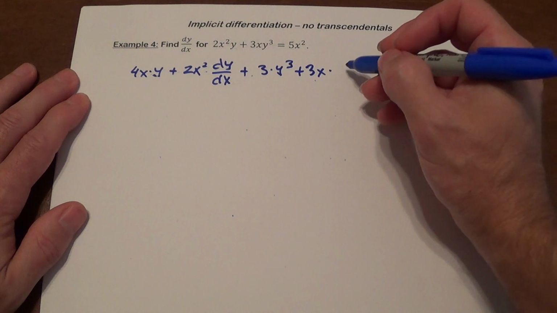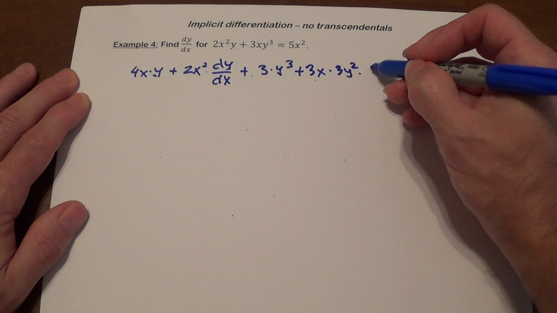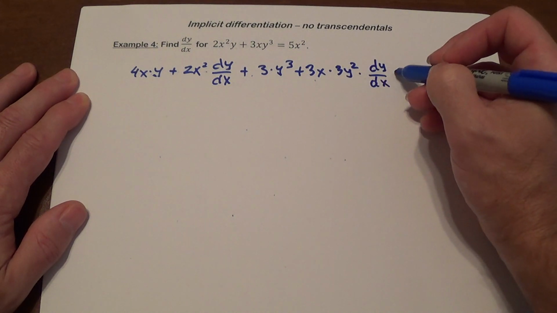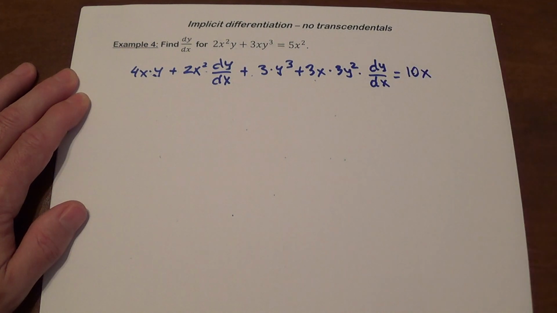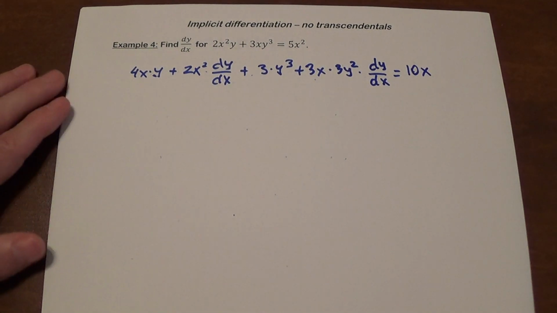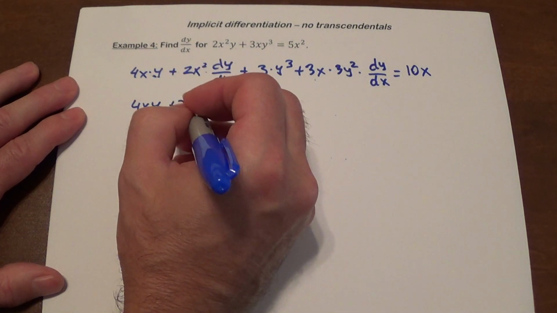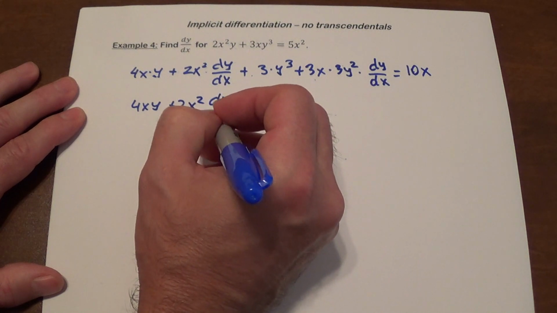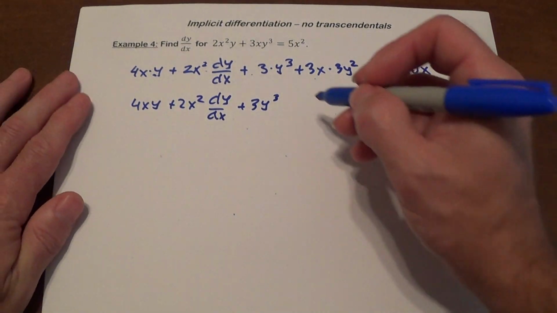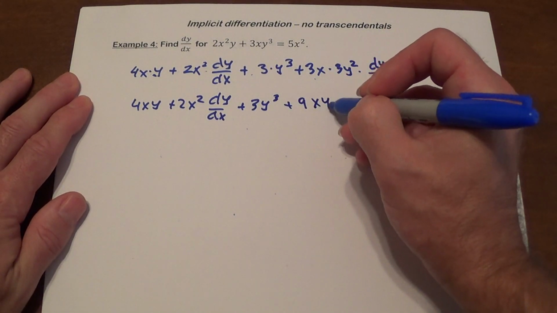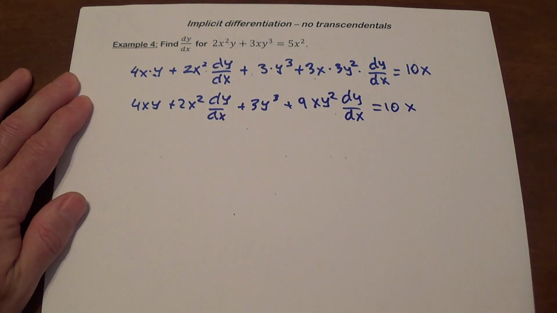So when you differentiate y cubed, you're going to get 3y squared, and then it's y, so dy over dx. And on the other side, we're going to have 5x squared. Derivative of that is going to be 10x. Let's rewrite that. Let's simplify it a little bit. So it's 4xy plus 2x squared dy over dx plus 3y cubed, right? Plus 9xy squared dy over dx equals 10x.